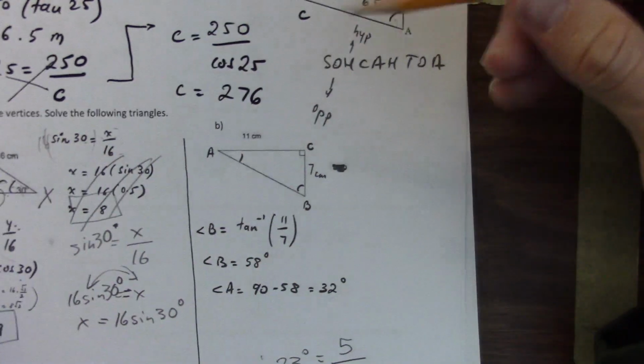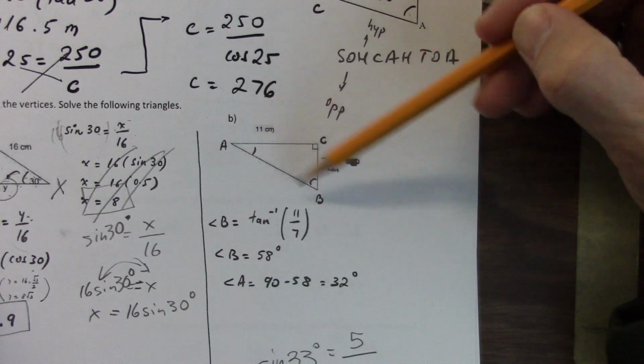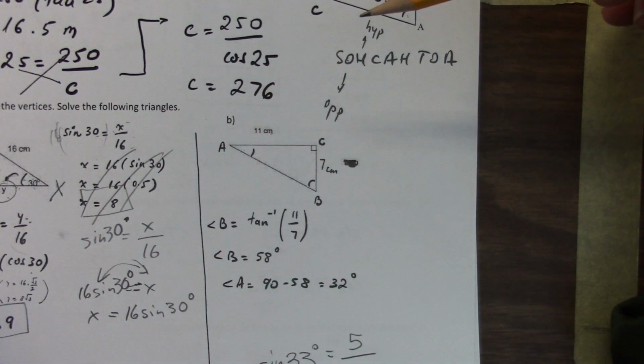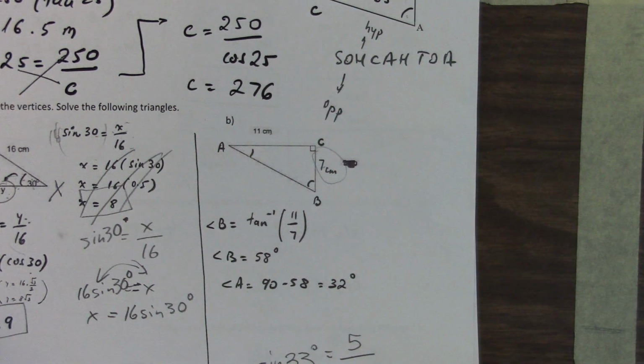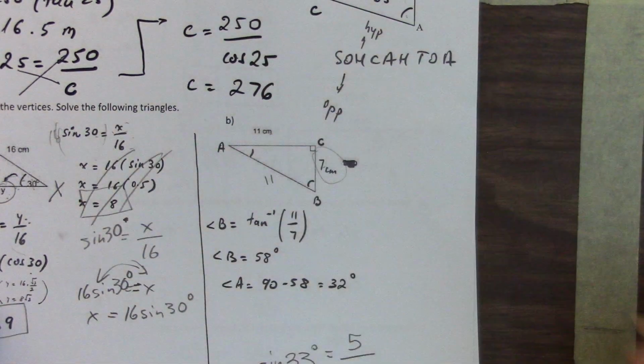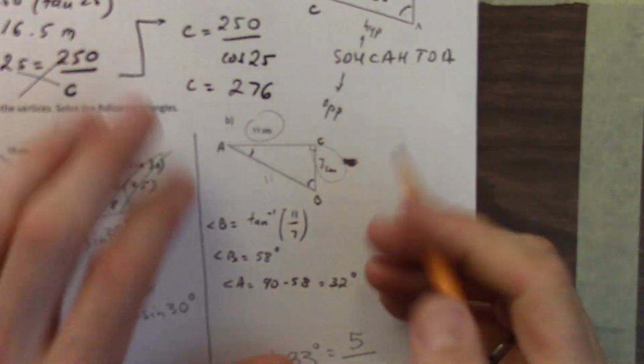Next one, we want to solve the entire triangle. Here we just have one side length. Do they give us anything else? Yeah, they give us 7 and 11. Okay, that's enough because we'll use tan, right?